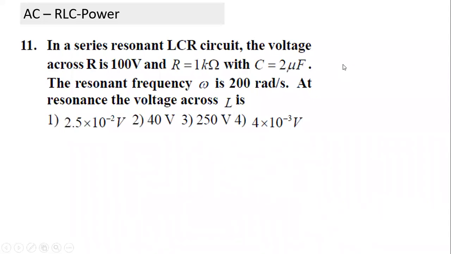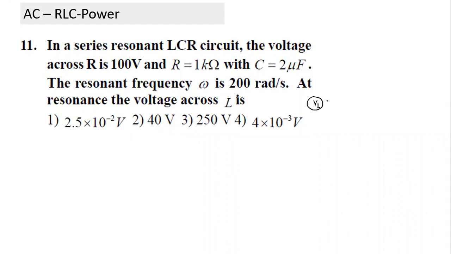Let's look at this question and try to understand how we'd solve it. I expect all of you to solve it yourselves. They're pretty simple questions. What all is given? It is an RLC circuit in which resonance can take place. The voltage across R is given. Resistance is given. Capacitor is given. What we need to calculate is VL at resonance.